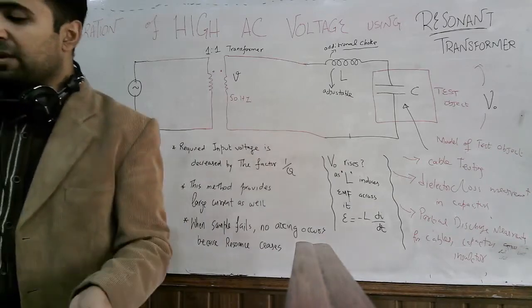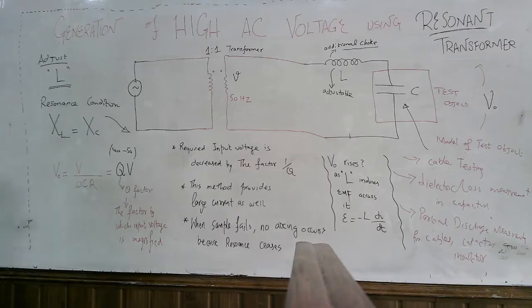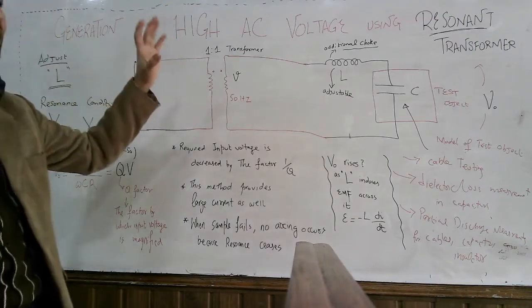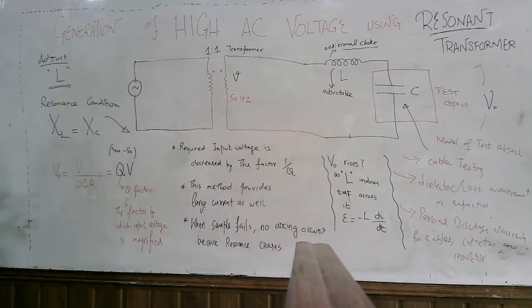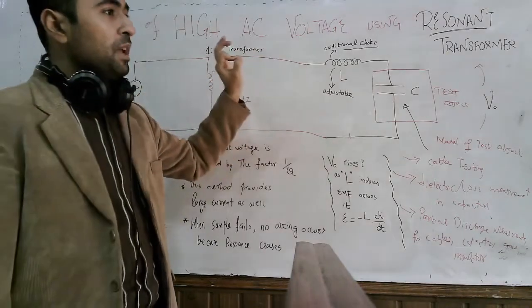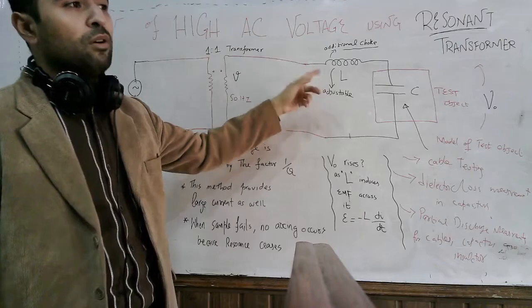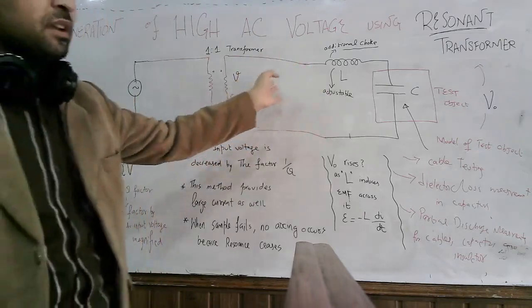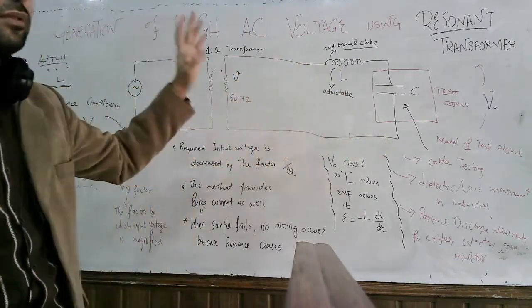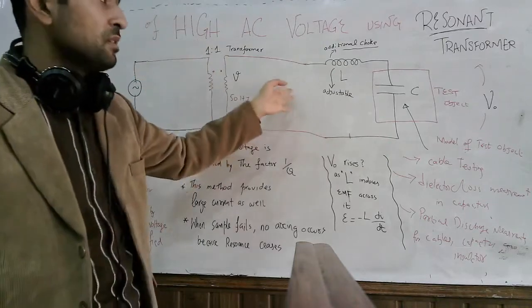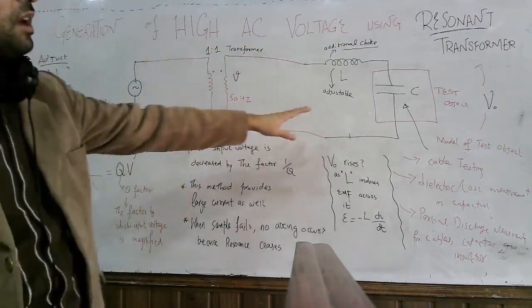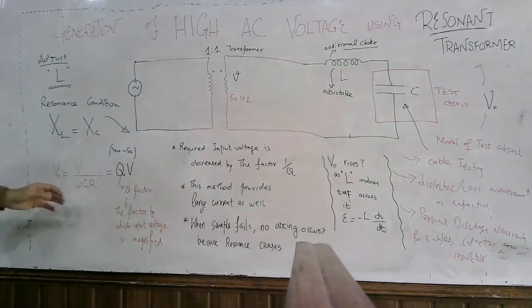So here we are done with the concept of high voltage generation using the resonant transformer. Nothing is difficult; all you need, the main part, is to adjust the value of the inductor such that this circuit achieves the resonant condition. Once this circuit starts resonating, the output voltage will be equal to this equation.